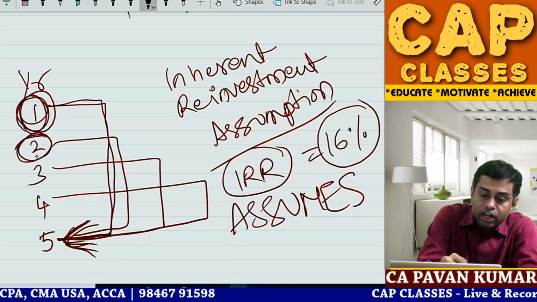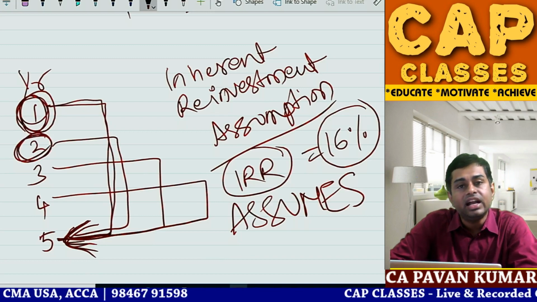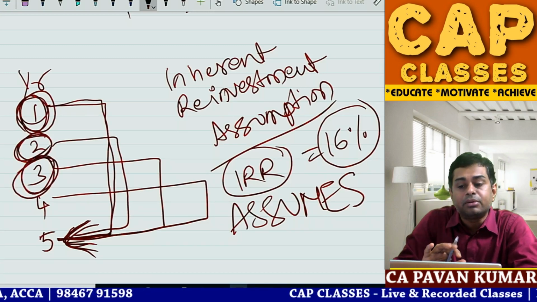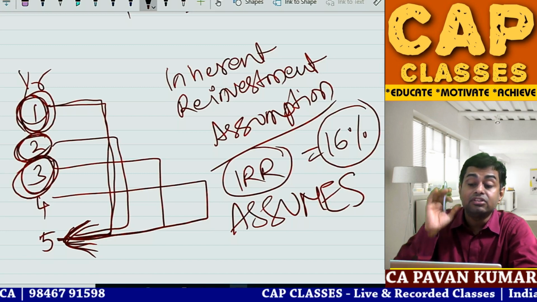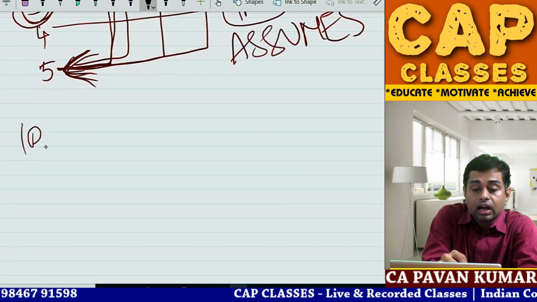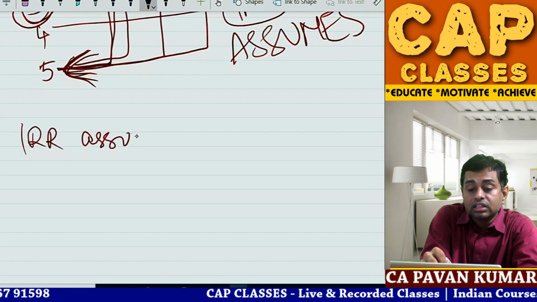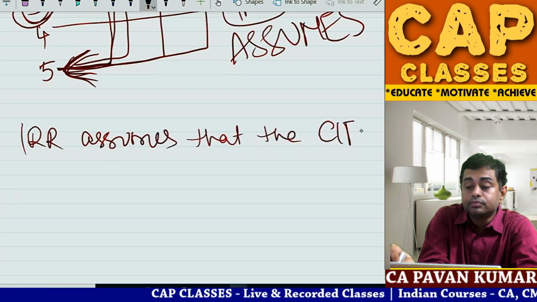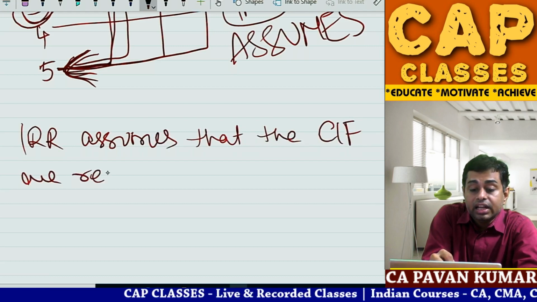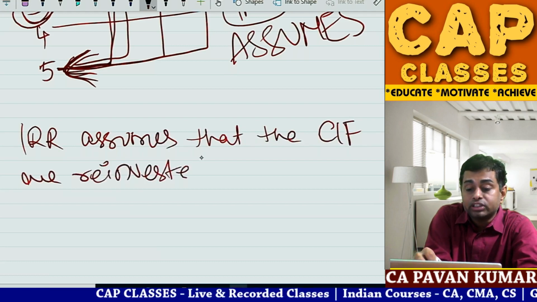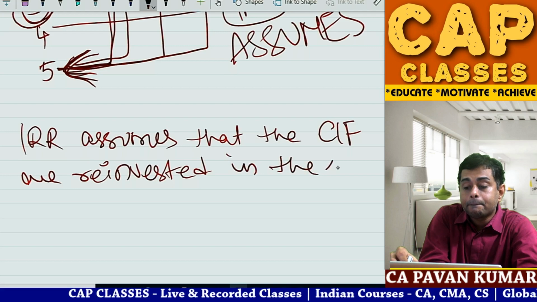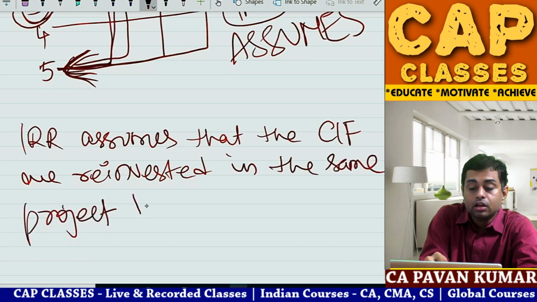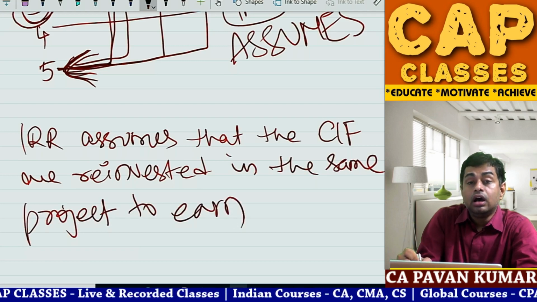Here if I get 12 crores, that will again be reinvested at 16%. Here if I get 13 crores, that will again be reinvested at 16%. This is called inherent reinvestment assumption. So IRR assumes that the cash inflows are reinvested in the same project to earn how much rate of return?